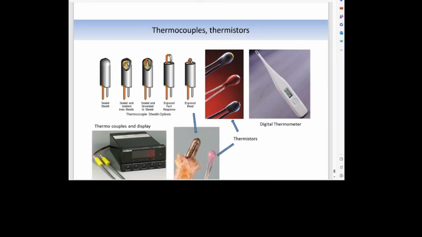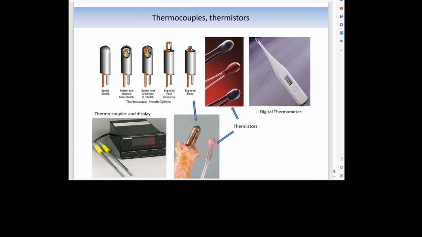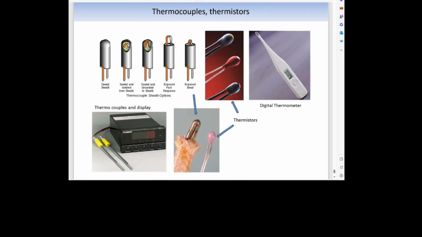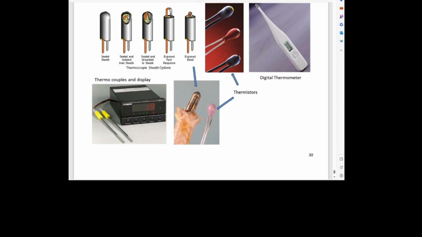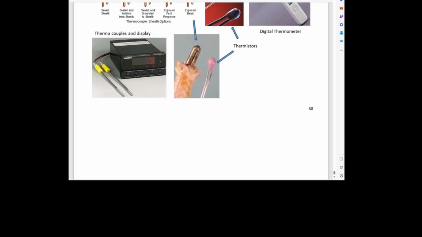Continuing on, so here are some devices you can use to measure temperature. Thermocouples, thermistors, changing of resistance, of course digital thermometer, analog thermometer, thermocouples with display, and thermistors, and this one has some insulation on. So just some physical devices used to measure temperature. And that's about it for this chapter, Chapter 1.